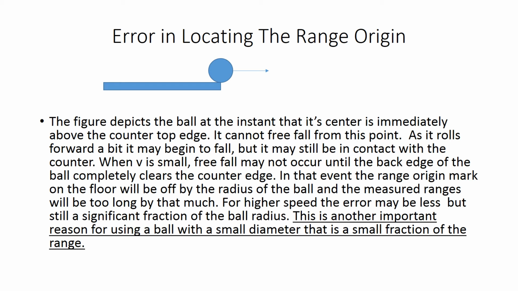Now, if you use a small ball, as we have, that error becomes quite small, especially if the radius of the ball is small compared to the range that we're measuring. If you use a large ball, like a tennis ball or a baseball, and you roll it pretty slowly, it can be a very large error in the measurement.